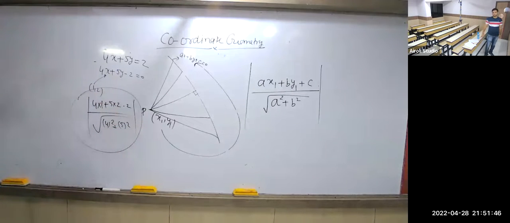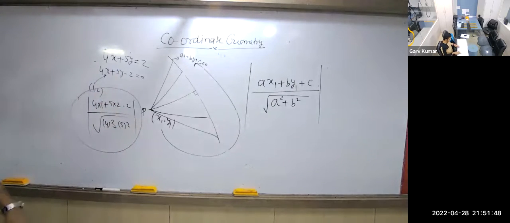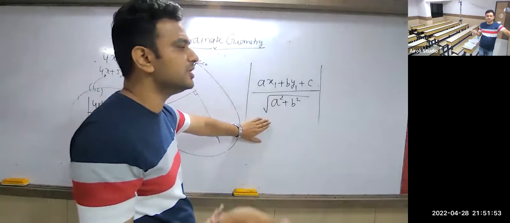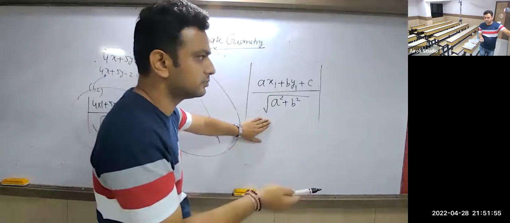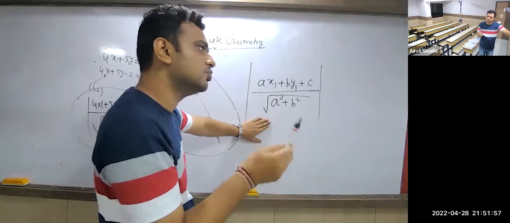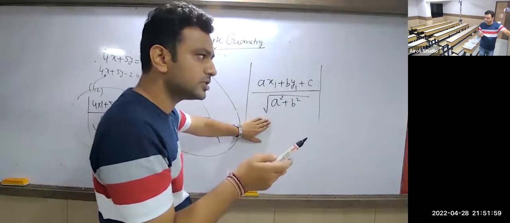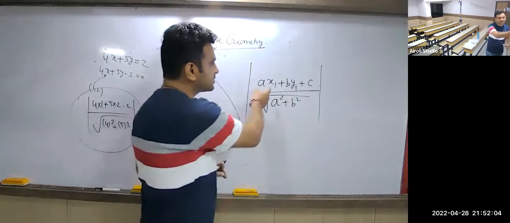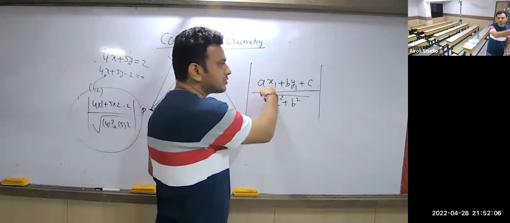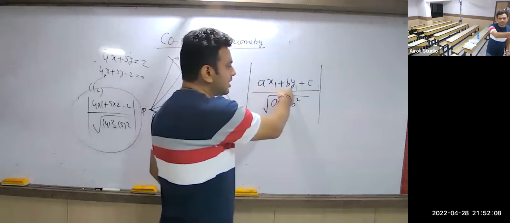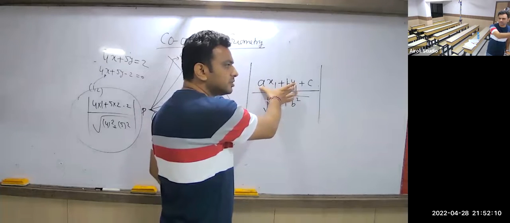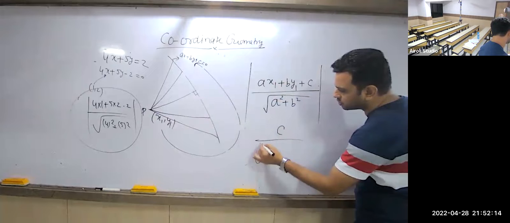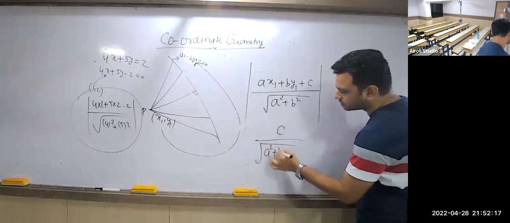Got it? So in the specific case, if I am saying find the distance between the given line and the origin, you know the coordinate of origin is (0, 0). So this value will become 0 as you put x1 value as 0, and y also, so these two terms will become 0. So the distance of a line from the origin will be directly c upon root of a square plus b square.